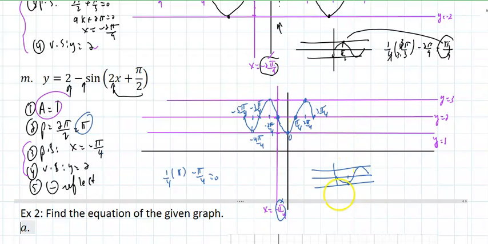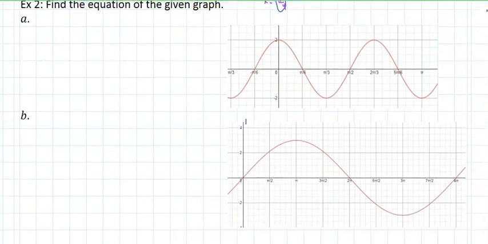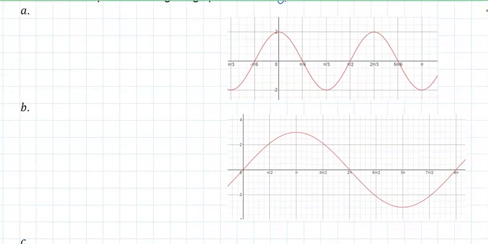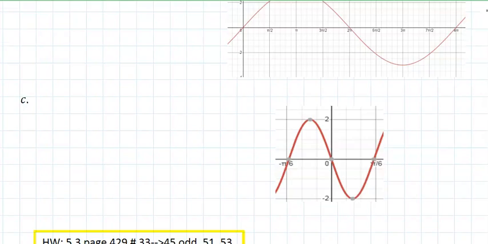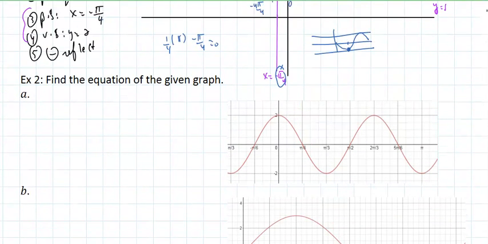Now, if I gave you the graph, can you give me the equation? If I told you, here's a graph, tell me what the equation for that graph is. Well, I know this is y equal a cosine of x. Cosine because it starts at 2, so I know the amplitude is 2. But it should be really not x, it should be bx. Let's see what the period is.